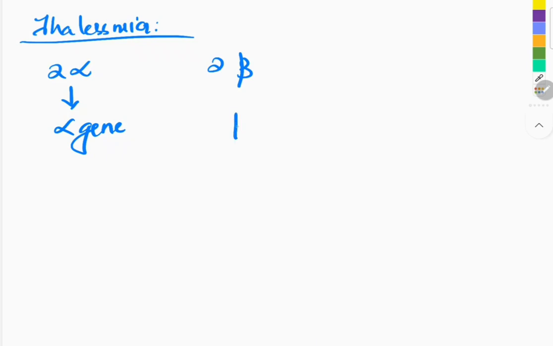Next, guys, we'll talk about thalassemia. Before going to that, adult hemoglobin has two chains: two alpha chains and two beta chains. Alpha chains are produced by the alpha gene, and beta chains are produced by the beta gene. Now, the question here is, this alpha gene is in which chromosome? And this beta gene is in which chromosome? Tell me. Alpha gene is in chromosome number 16, and beta gene is in chromosome number 11. This is something that you need to mug up.